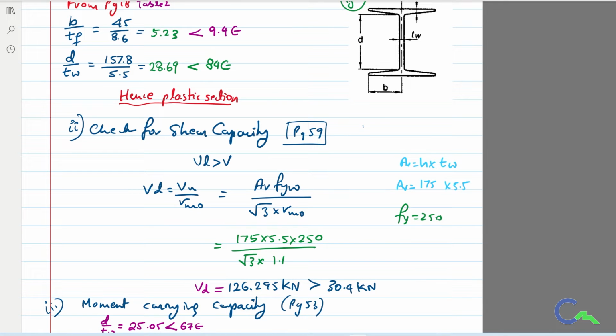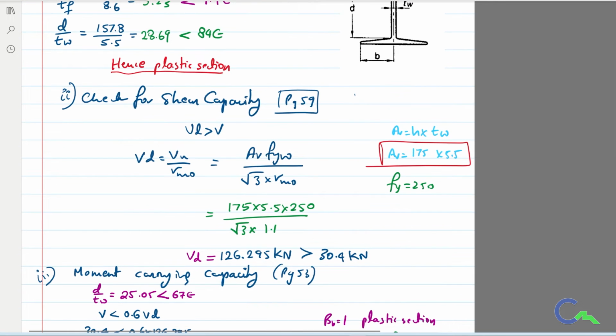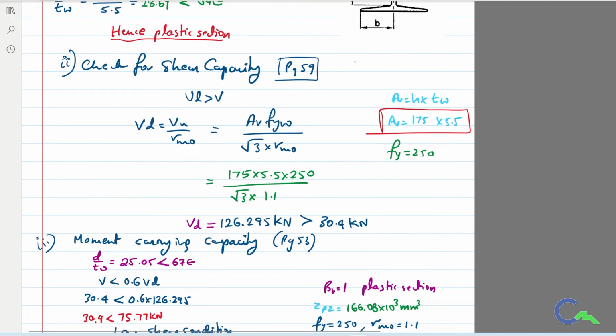In this particular figure, this is the shear area, the entire area which is going to take shear, so that we have to calculate. That is nothing but H into TW. So I calculated Av over here, and substituted: Fy is 250, root 3 into 1.1 in the denominator. The value I got is 126.295 kilonewton, which is greater than the shear force, WL by 2.